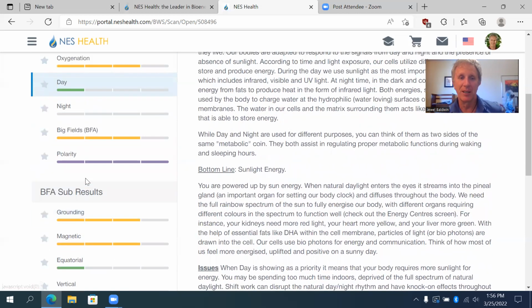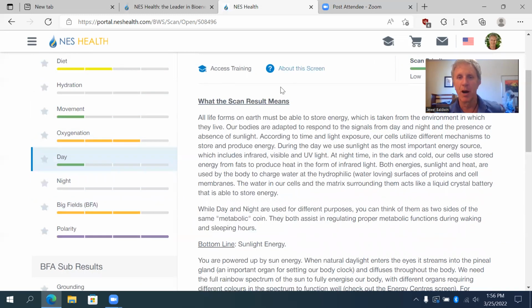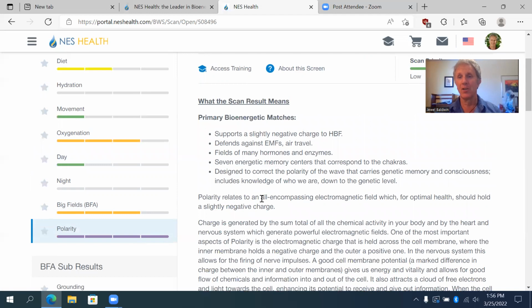Polarity is essentially, it includes big fields. It includes the Earth's magnetic fields, it includes grounding, but it also has another factor. So this is sort of a broader, more fundamental imbalance that can occur when there's electromagnetic radiation that is perhaps disturbing a person. So you need a slightly negative charge on the body field. And if there's a positive charge from EMFs, from air travel, from stress, from all kinds of things that could be happening, not being in touch with the Earth enough, polarity is up. And for me, it's up.